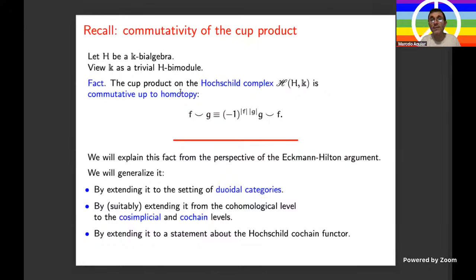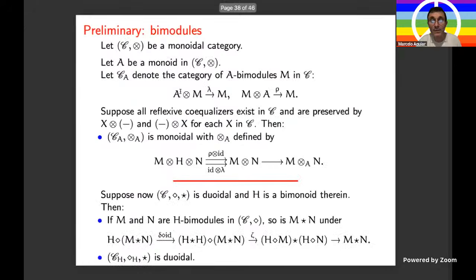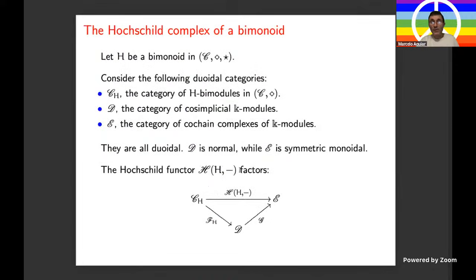I would like to say that I look at the functor. Let me skip ahead. I look at the Hochschild functor here from the category of H bimodules to the category of cochain complexes. And I would like to say that that functor is duoidal. And then if I input a duoid here, since duoidal functors preserve duoids, I get another duoid in the target category E. But E is the category of cochain complexes. This is the standard category. It is symmetric monoidal. So here I have Eckmann-Hilton. So if I have a duoid in E, it has to be commutative. So can I do this? This is what I would like to do.